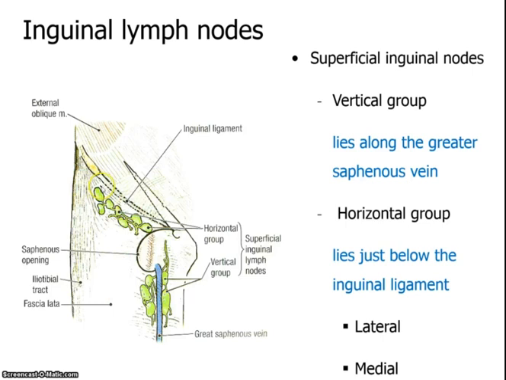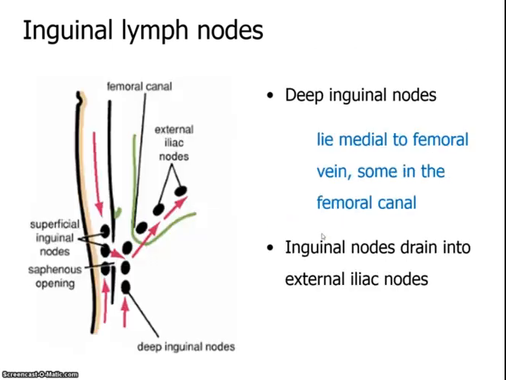Now if you take the horizontal group of superficial inguinal nodes, there is a lateral group and a medial group. Now the deep inguinal nodes lie along the medial aspect of the femoral vein, and some are in the adductor canal, then some are in the femoral triangle, and the upper end of these deep lymph nodes lie inside the femoral canal, and they are the ones that are called nodes of Cloquet, and they drain the glans penis and clitoris in females.